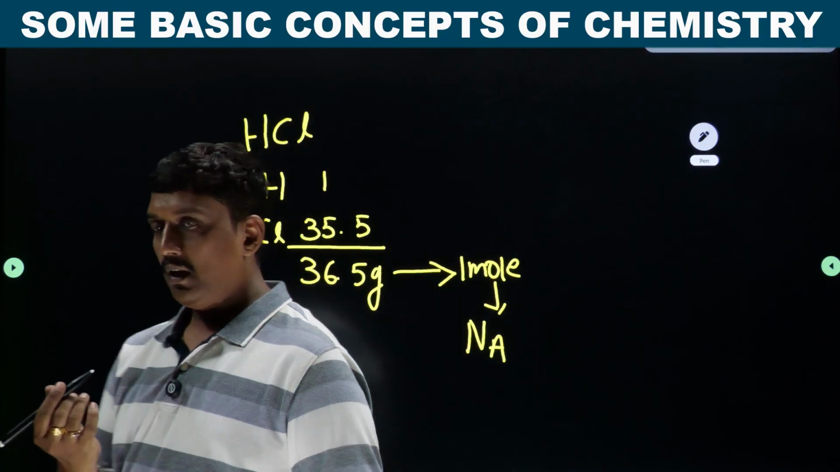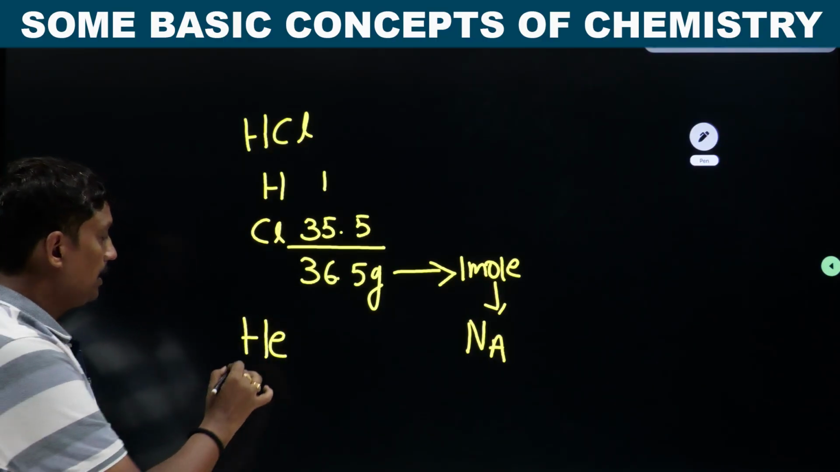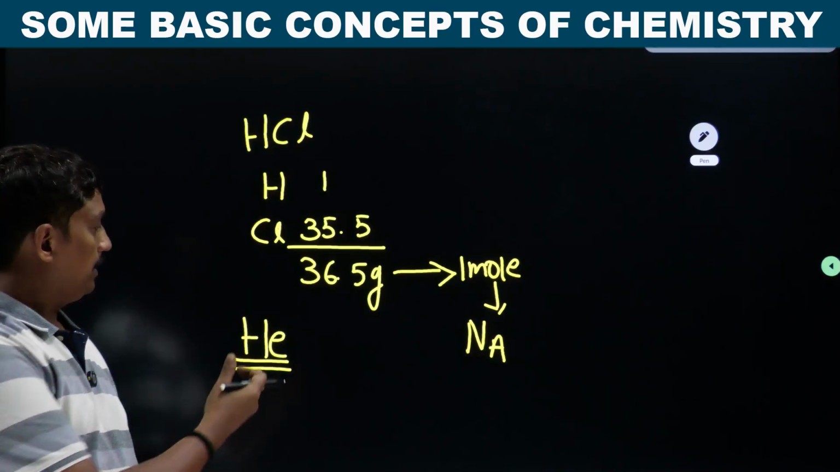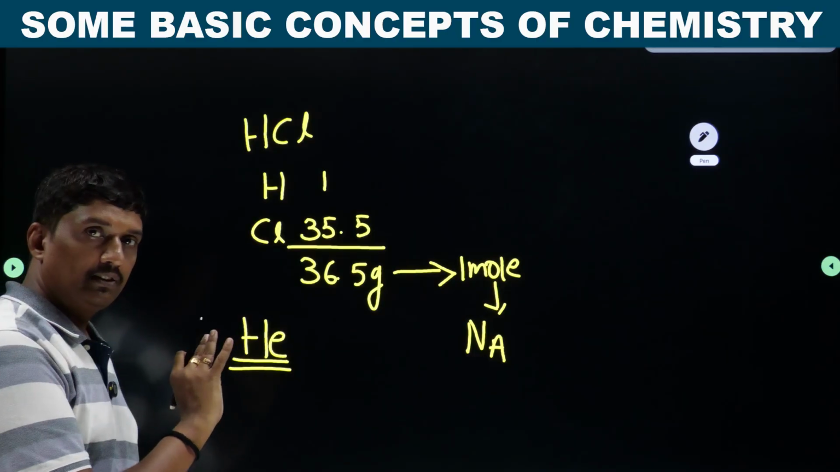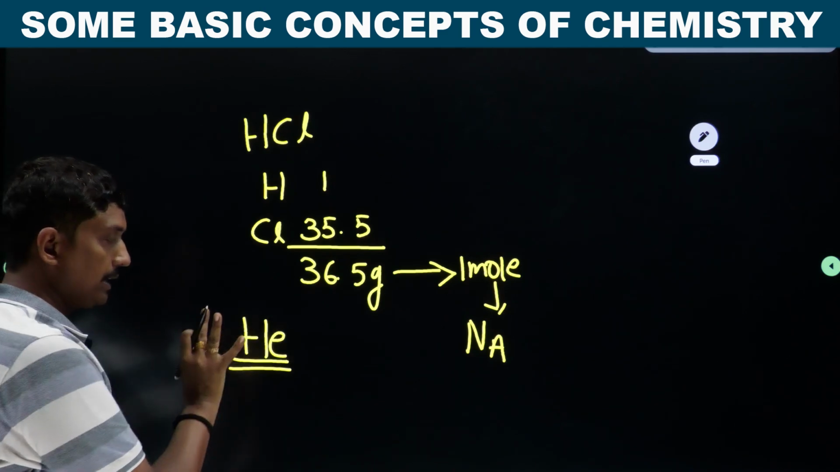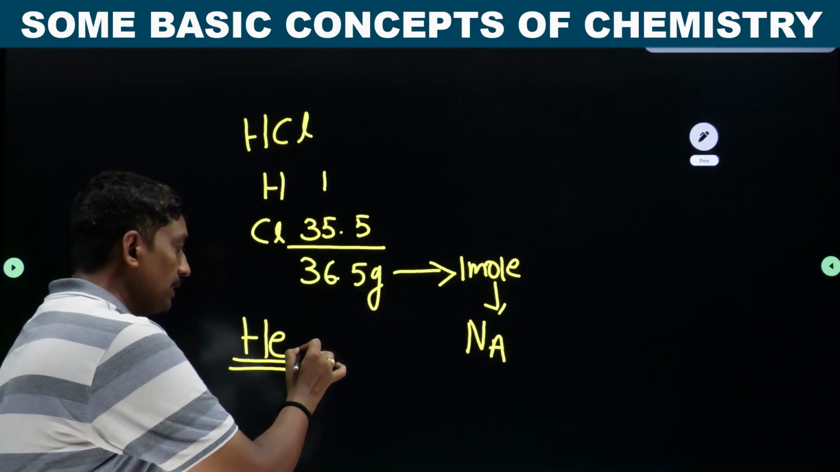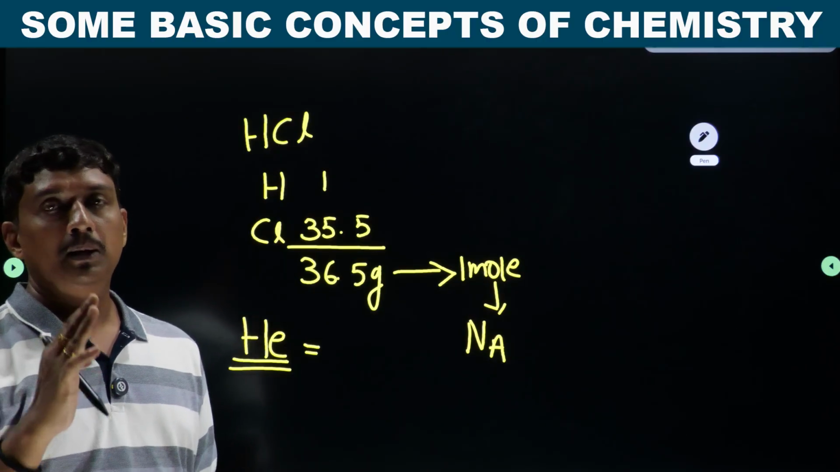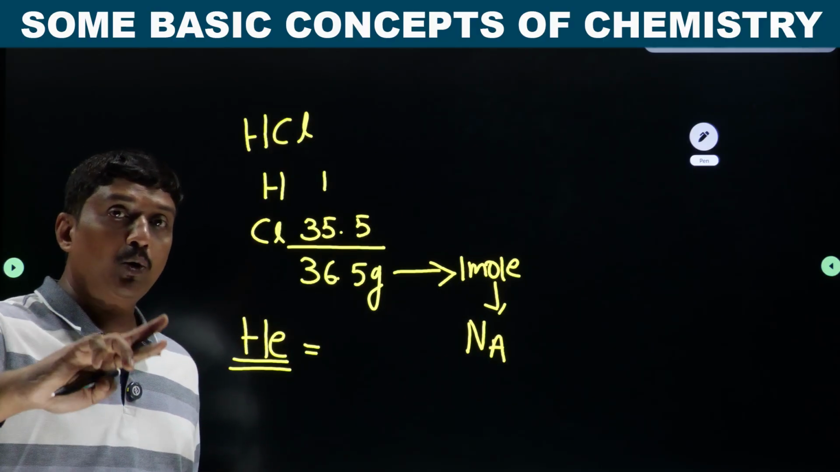Let us take another example, helium. Now tell me whether it is an atom or a molecule. He means helium, a monoatomic gas. It does not combine with another atom of helium like oxygen or nitrogen. It remains as such in an uncombined state, so it is an atom. If it is an atom, what should be taken, gram molecular mass or gram atomic mass? Being an atom, we should consider its gram atomic mass.